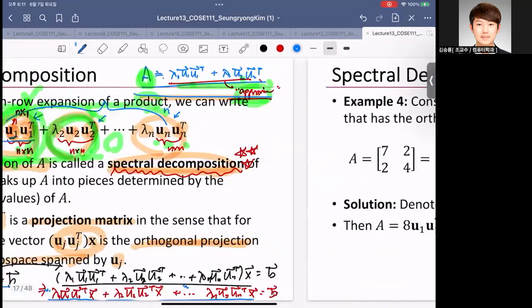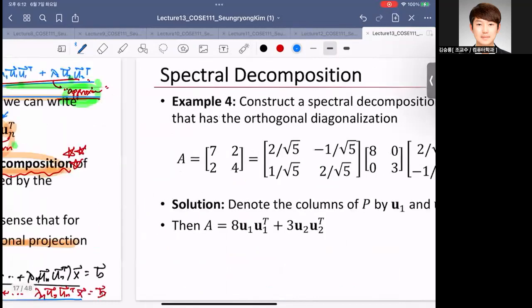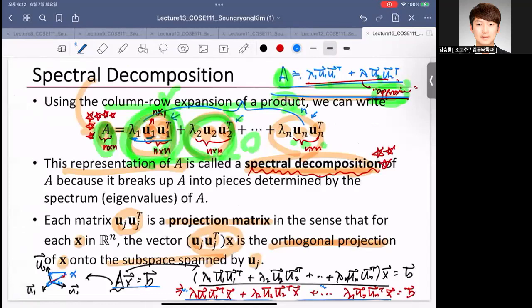Okay, that's it. So any question? No? Okay, so this spectral decomposition is one of the popularly used ones in the computer science department. So please try to understand what the meaning is and how to formulate this spectral decomposition.